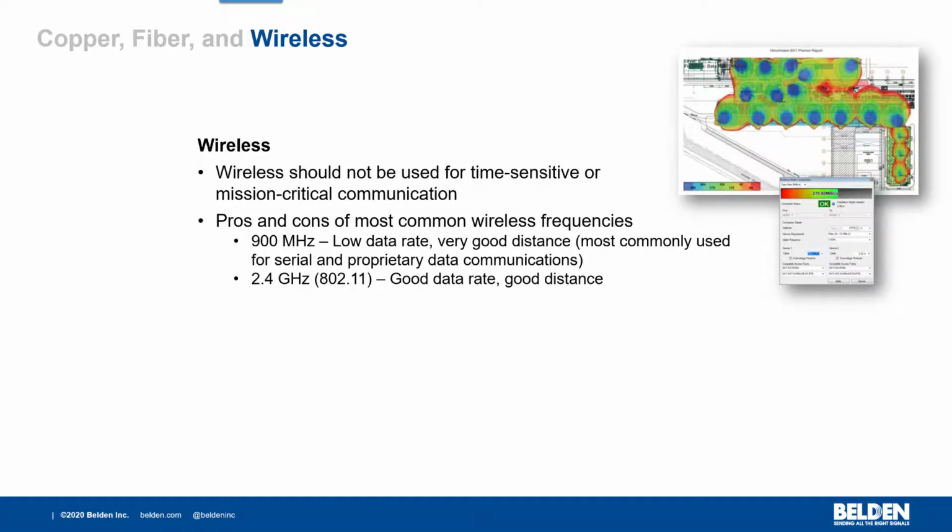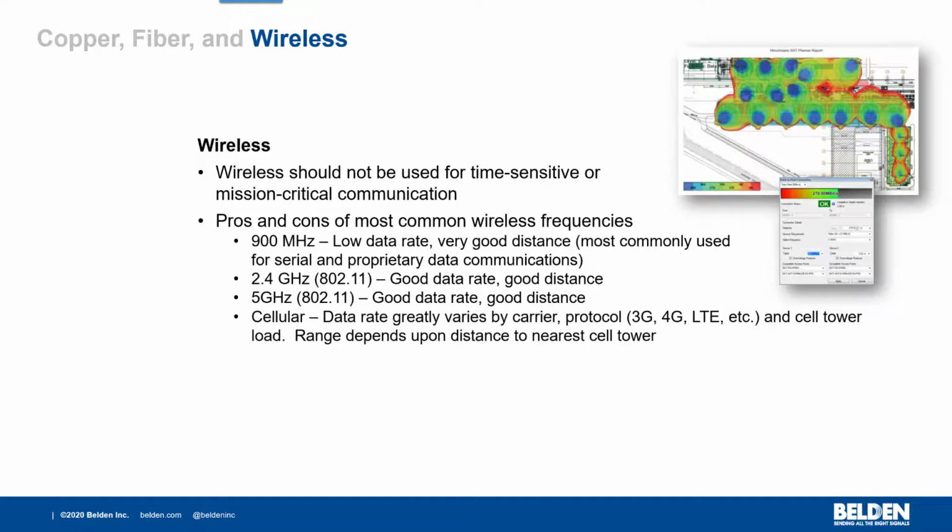We then have 802.11. This is Ethernet based, 2.4 gigahertz. You do get a very good data rate, relatively good distance. We then have the 5 gigahertz spectrum, also 802.11, meaning that it's Ethernet based. And you do have very good data rate, good distance. And then you have cellular.